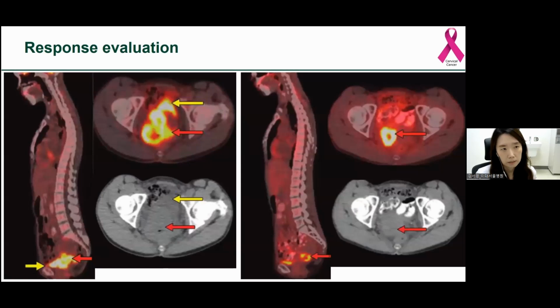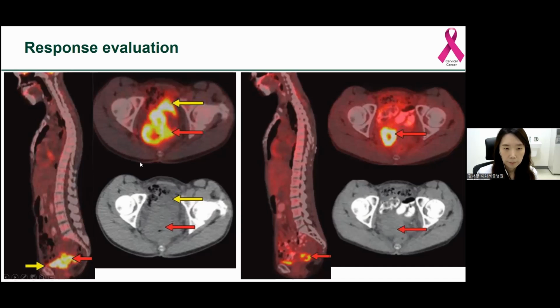Next case is showing the role of PET-CT in the response evaluation. A 47-year-old woman with stage 2B squamous cervical carcinoma with bladder involvement. Here, the patient received a total dose of 45 Gy.